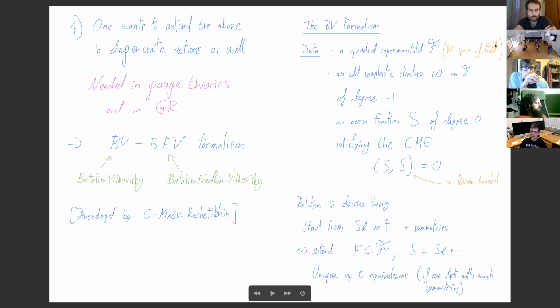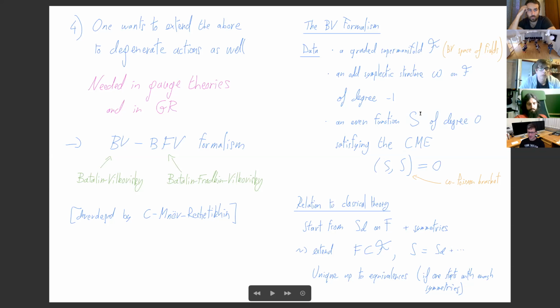If the manifold is infinite dimensional, like in the case I want to consider, you cannot invert the symplectic structure, so you cannot define a Poisson bracket by inverting the symplectic structure, but still you can define the Poisson bracket on some functions. So in this case, the second statement means that S is in particular a function for which you can define the Poisson bracket.